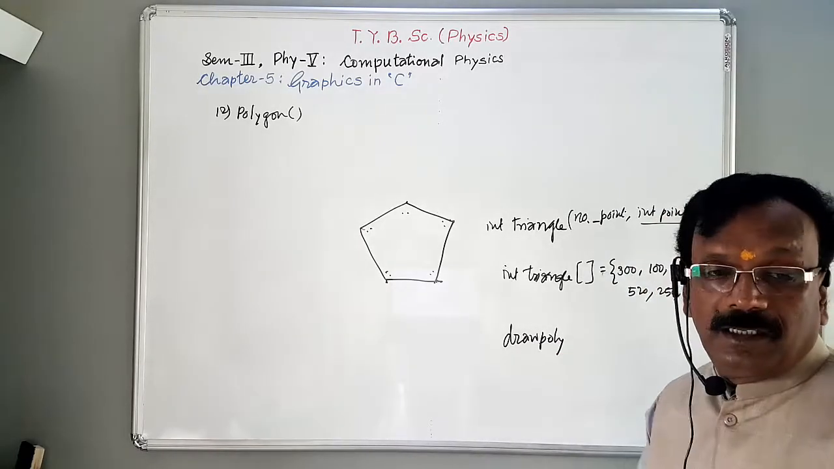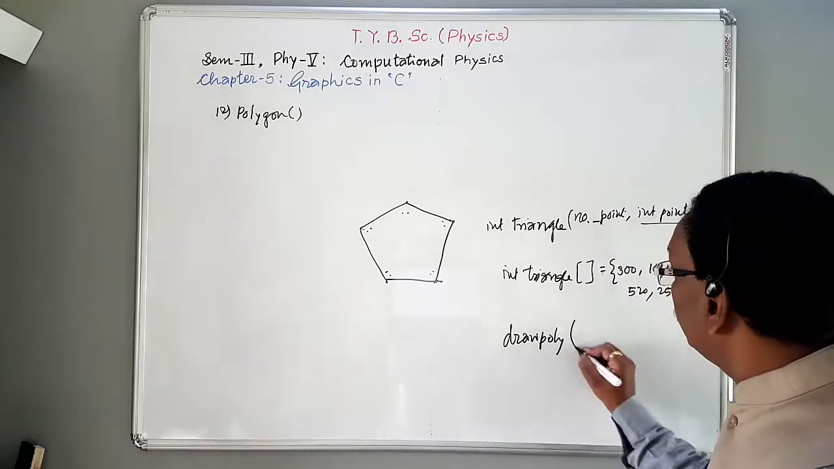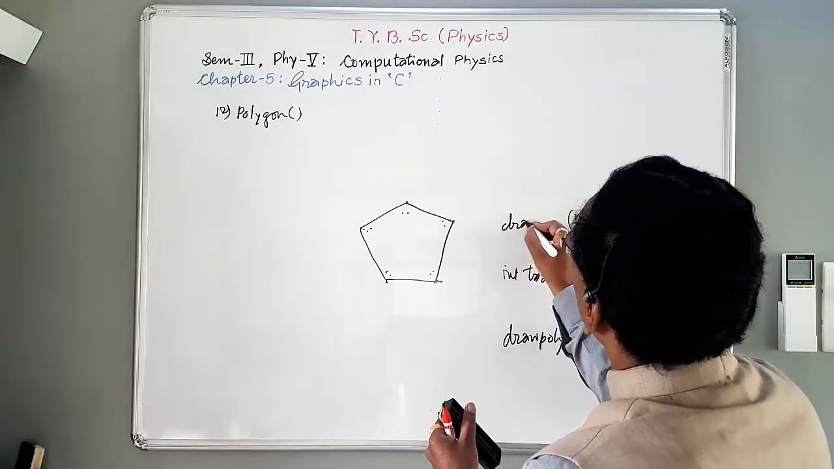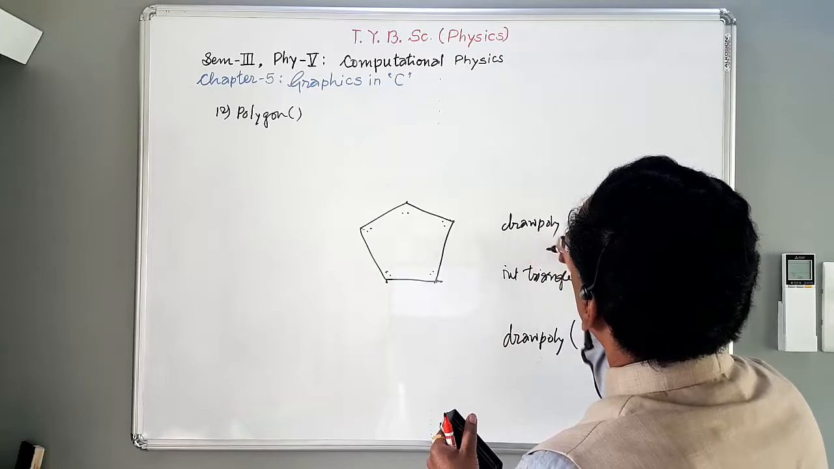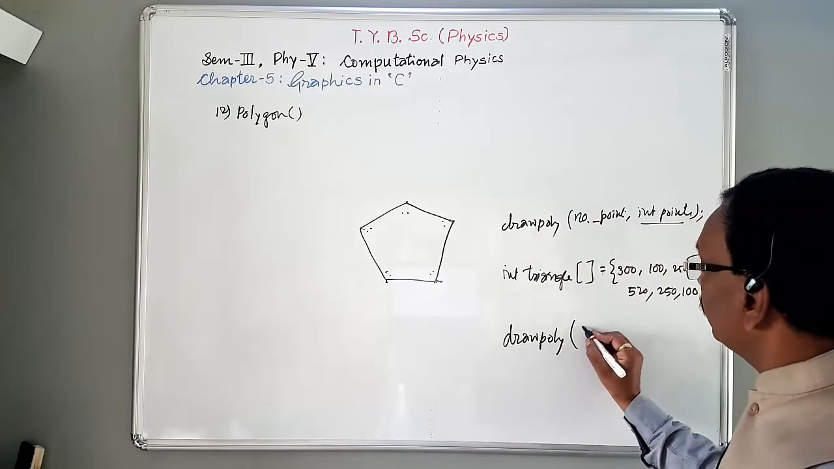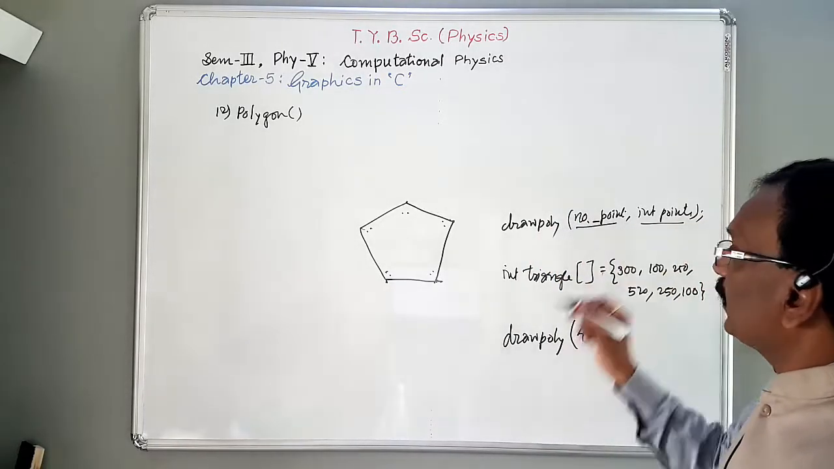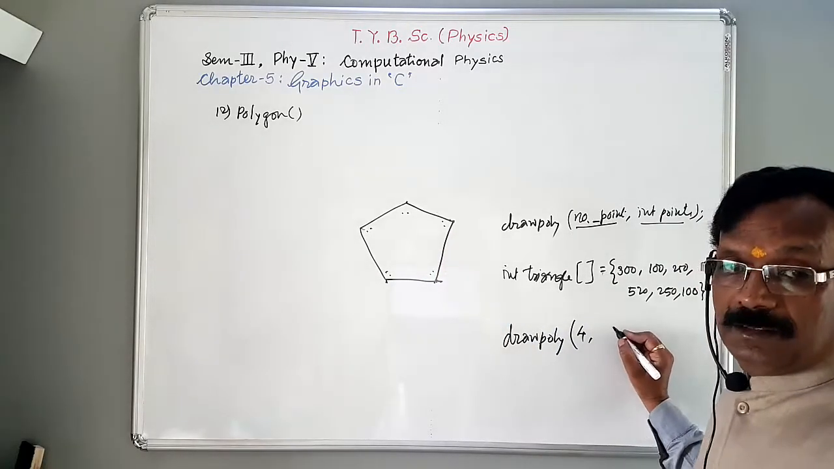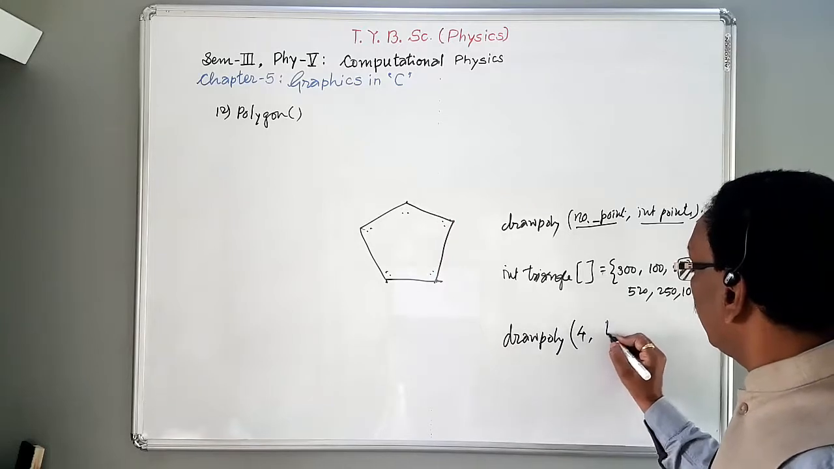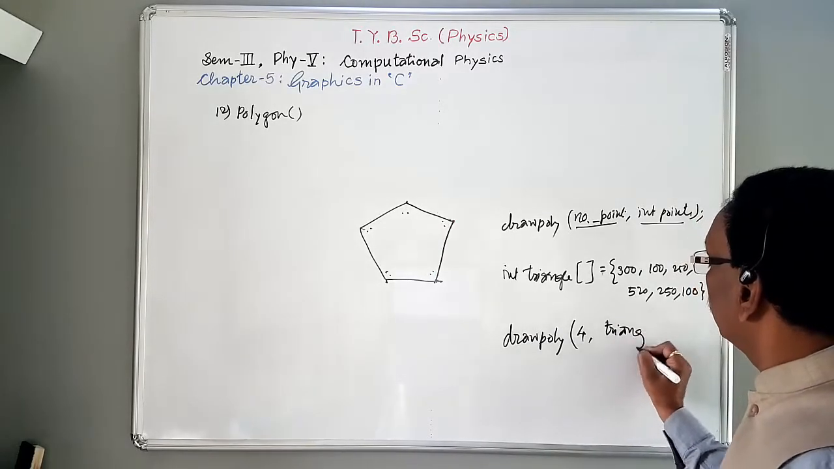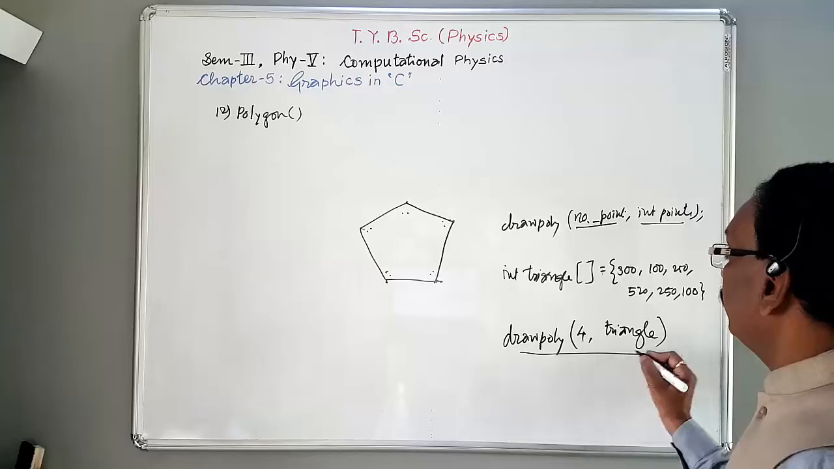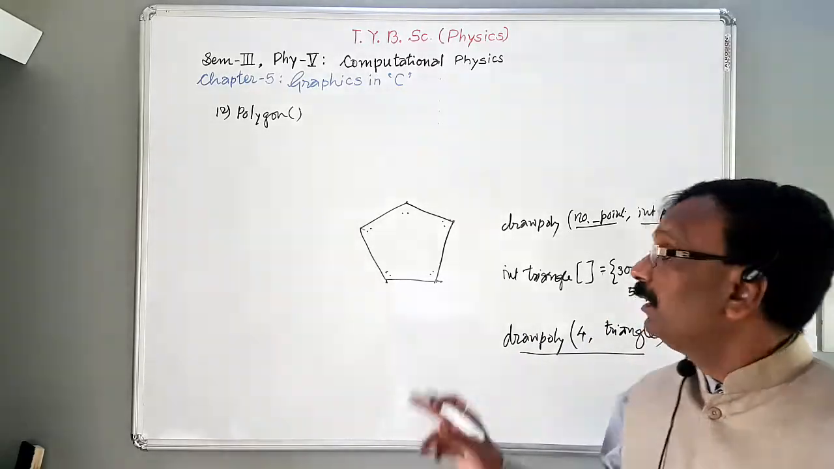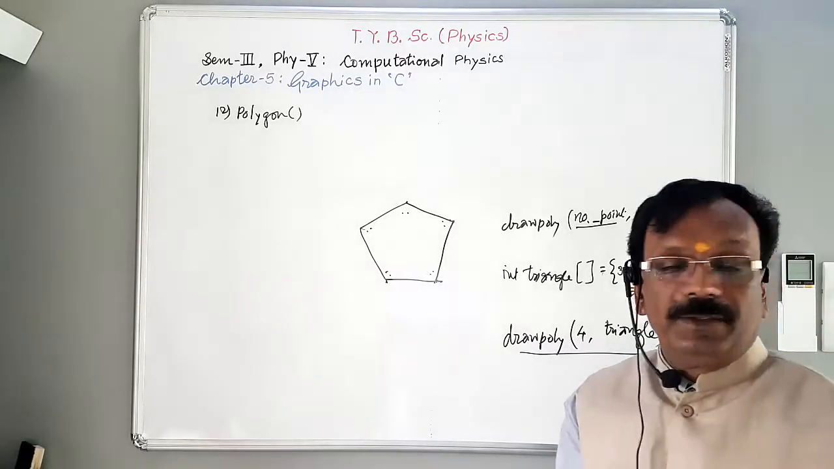So drawpoly is the function, and in this drawpoly we have to give the number of points, suppose 5 points, and then again triangle. When we provide such a command, after the execution of the command the figure will look like this on the computer screen.